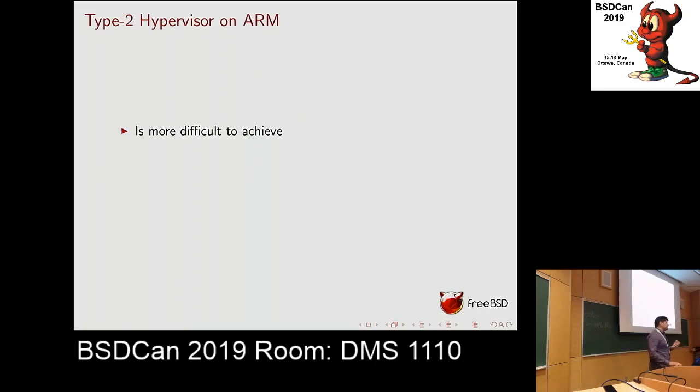What is a type 2 hypervisor? A type 2 hypervisor is one that leverages the current operating system. For example, take FreeBSD: we can use all FreeBSD features in order to provide virtualization. If it needs memory management, it won't implement its own memory management; it will use FreeBSD's. This is as opposed to a type 1 hypervisor, which implements everything it needs. An example of type 1 is Xen. Bhyve, Hyper-V and KVM are type 2 hypervisors.